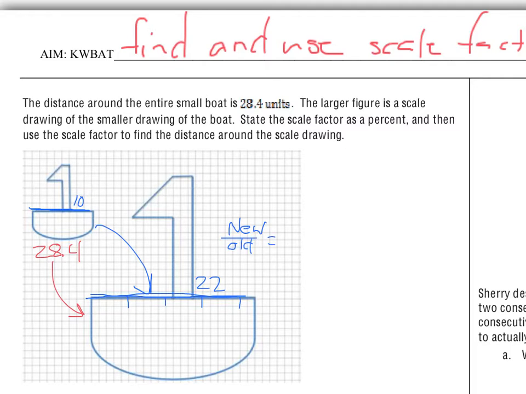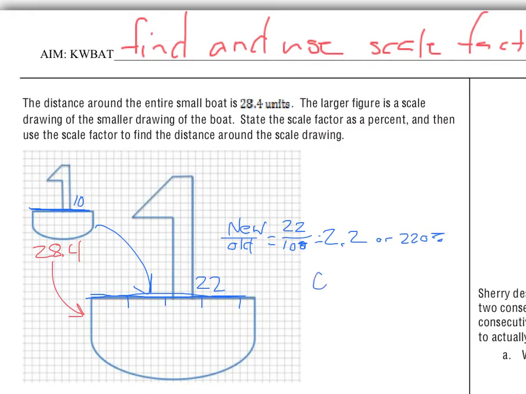So our scale factor, we're going to use our same calculation, new over old. And notice that the scale factor has to be going in the same direction. So our old was 10 and our new is 22. So our scale factor is 2.2 or 220%.